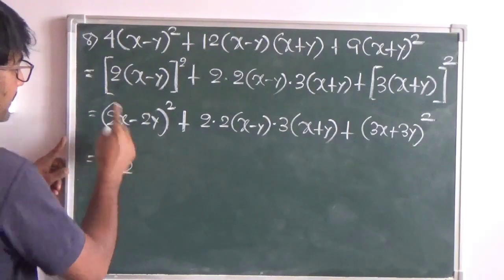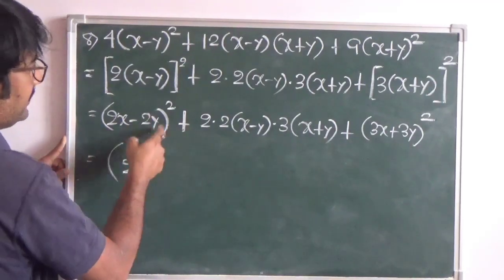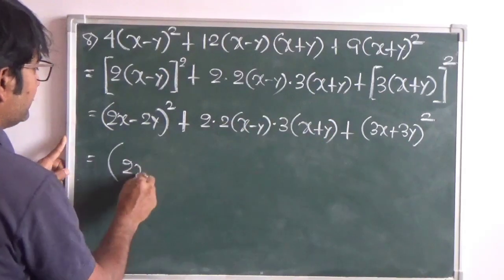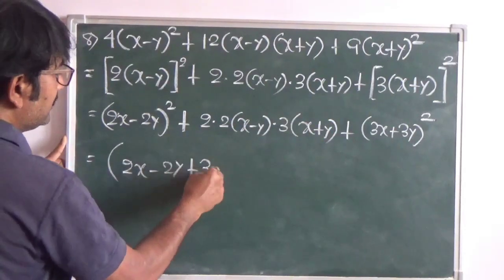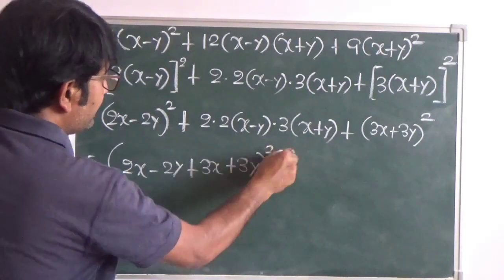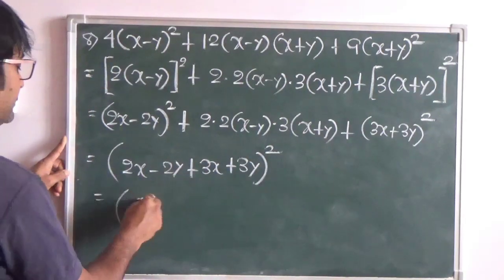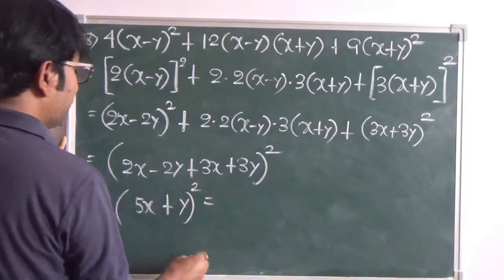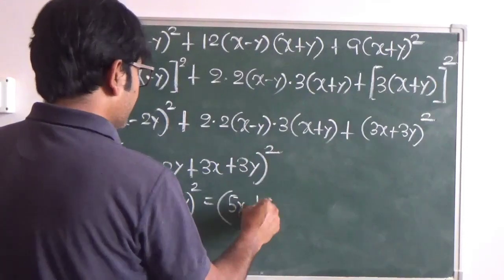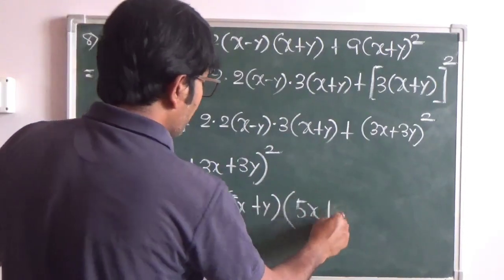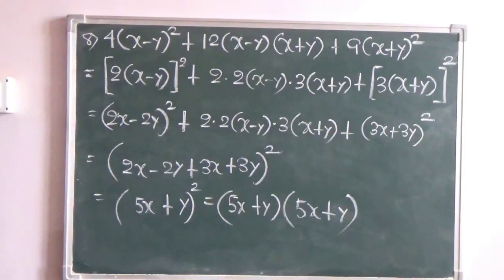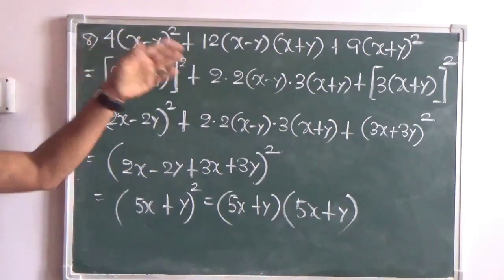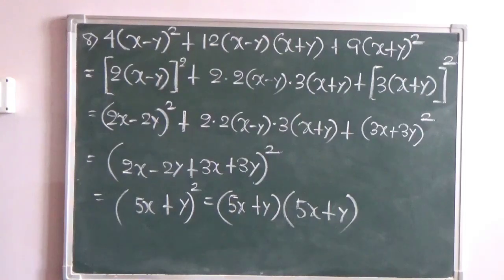So it will be a square plus 2ab plus b square, that is (2x minus 2y plus 3x plus 3y) whole square. It will be 2x plus 3x is 5x, plus 3y minus 2y is y, whole square, and that is (5x plus y) into (5x plus y). So have a look, this is very important. You have to express this in the form of (a plus b) whole square. So you have to arrange in such a way that you get this form (a plus b) whole square.